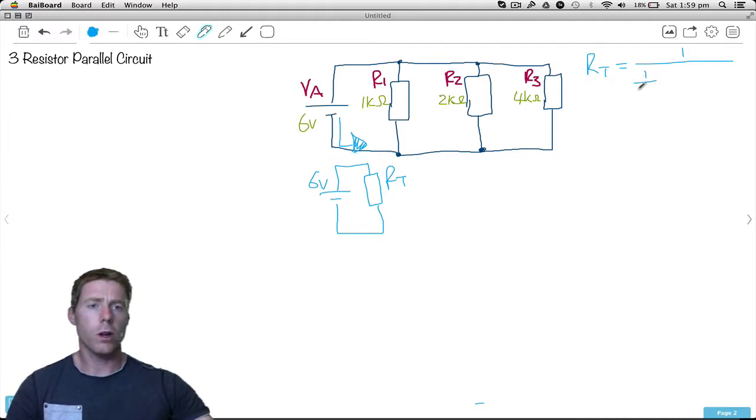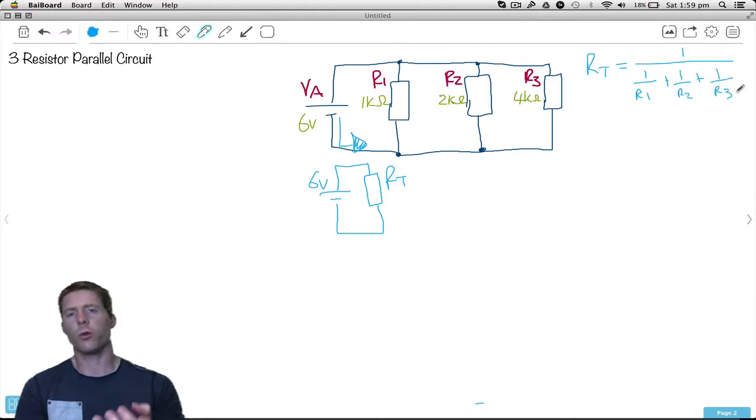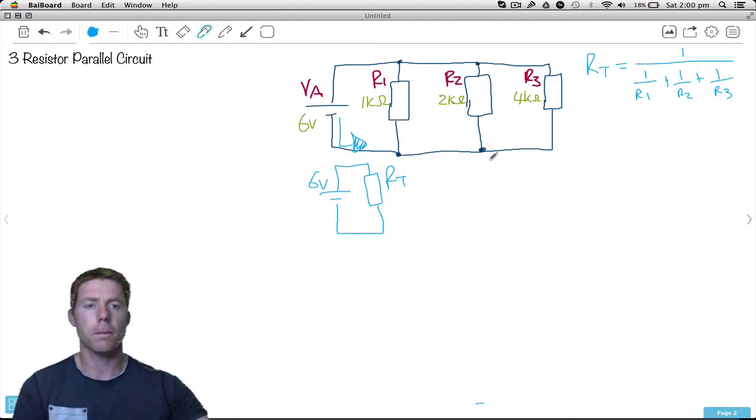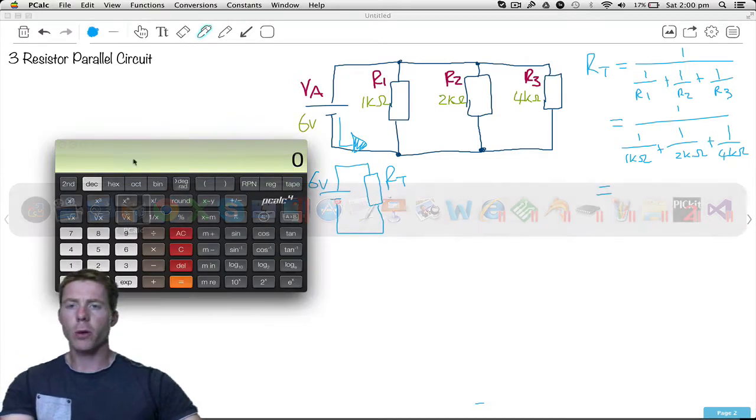So 1 on R1 plus 1 on R2 plus 1 on R3, and if we had a 4th resistor we'd also put down the bottom there 1 over R4 and so forth. So let's put some figures in. 1 on 1K plus 1 on 2K plus 1 on 4K. And we'll talk about these resistor values in a moment. Let's bring up the calculator.